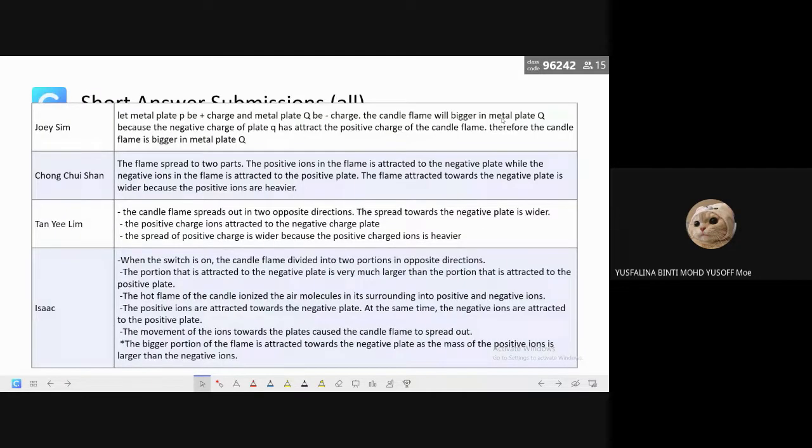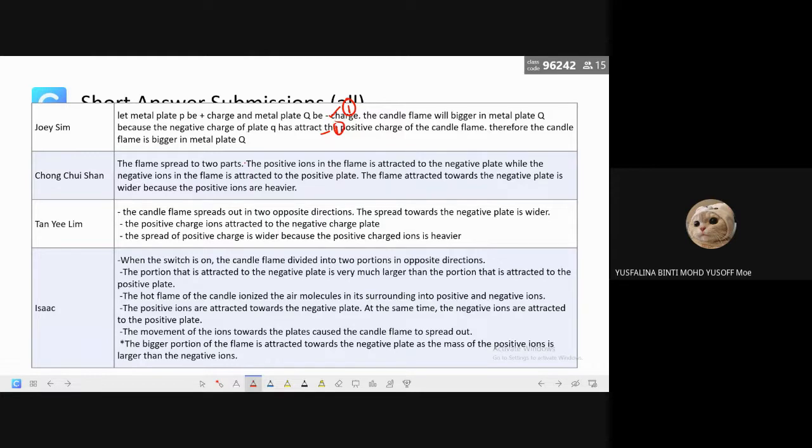Let metal plate be positive. Okay, then the candle flame will be bigger in the metal plate Q because the negative charge is attracted therefore the candle. Okay, so this one, 1 mark. Okay, 2 marks. Because in its measure, so the unit is bigger. Okay, this one, you lost 2 points because you didn't tell why the positive charge is bigger.